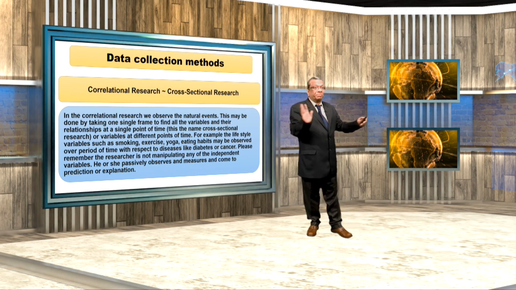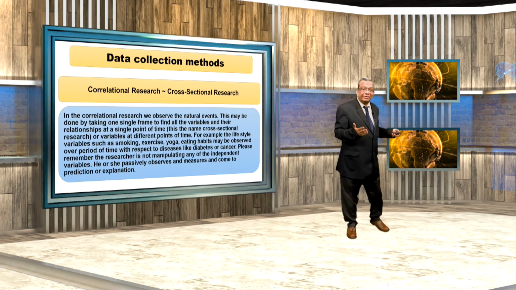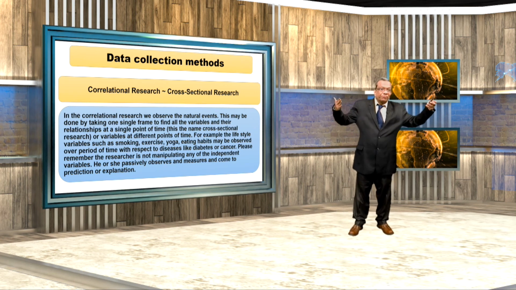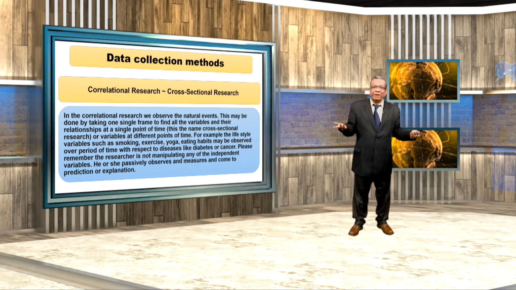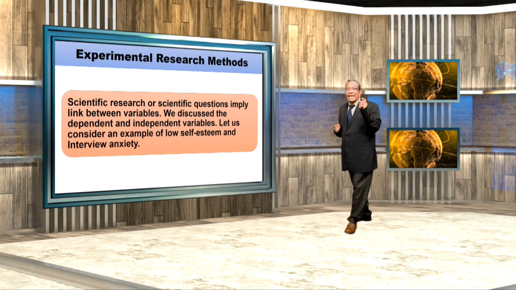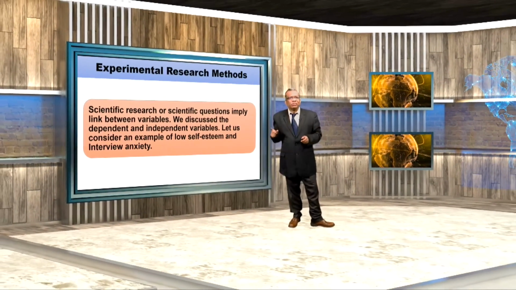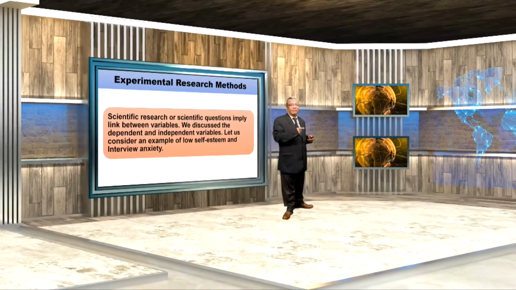Therefore, this is the first method we have exhausted. So, most of the researchers just go there, give their questionnaire, then try to find out the relationship between the variables and then come out with a prediction or explanation. The next method is the experimental research method. Scientific research or scientific questions imply a link between the variables.